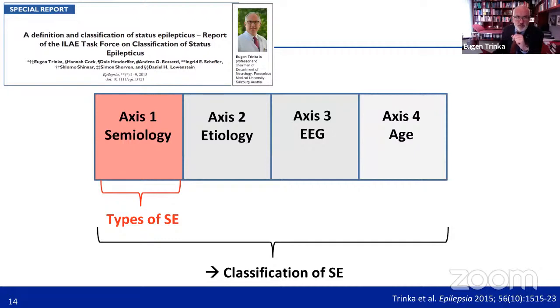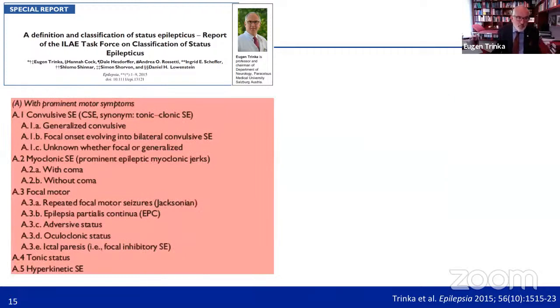The classification consists of 4 axes. Axis 1, semiology, etiology, EEG, Shander-Binitsky will talk about that, and age. And these 4 axes overall make the classification based on the assumption that these are clinical entities or specific conditions. The group number 1 is the one with prominent motor symptoms. The most important, the convulsive status, can be generalized, can be focal onset evolving into bilateral convulsive, or of unknown onset. Then you have myoclonic with coma or without coma.